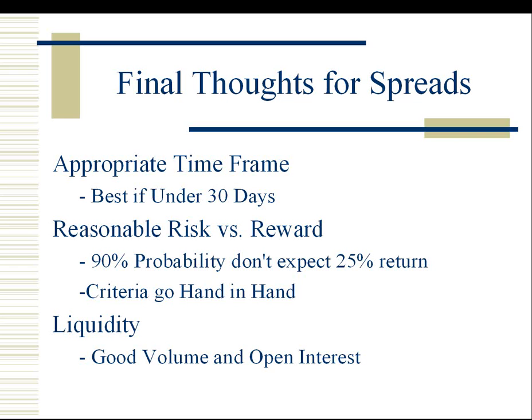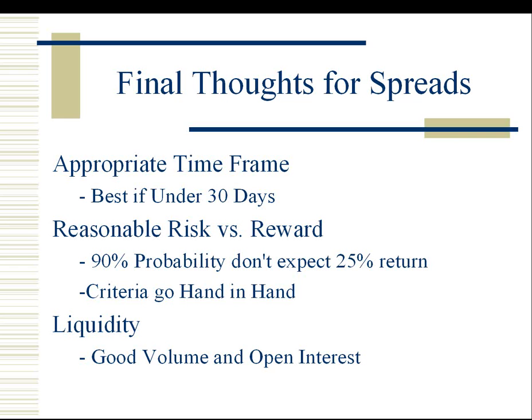Okay, criteria go hand in hand. We saw that with the bull put credit spread. We were looking for a 50-cent net credit and a 12% return with a 70% probability for a 30-day trade. When we shortened it to 9 days out in time, we didn't find any results because we had to make an adjustment. If we're going shorter time frame, we've got to adjust our net credit down, maybe adjust our return down a little bit as well, and the probability too.